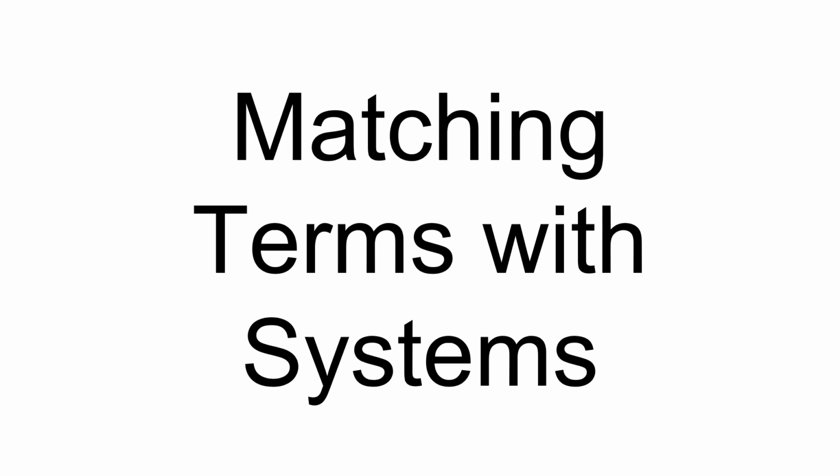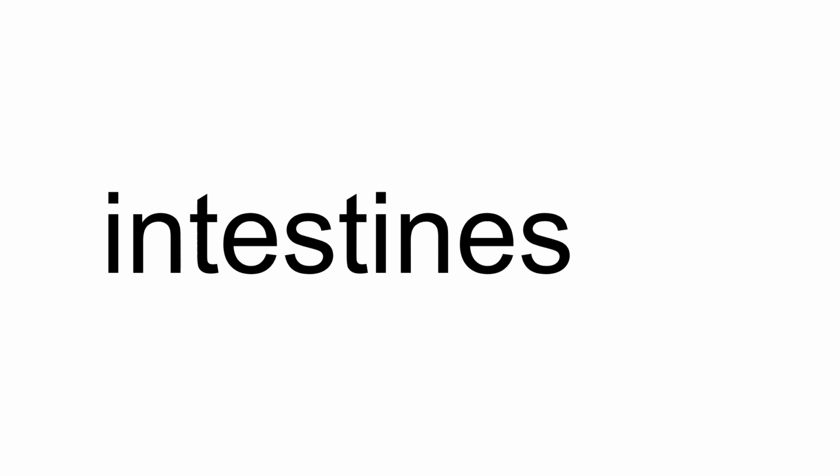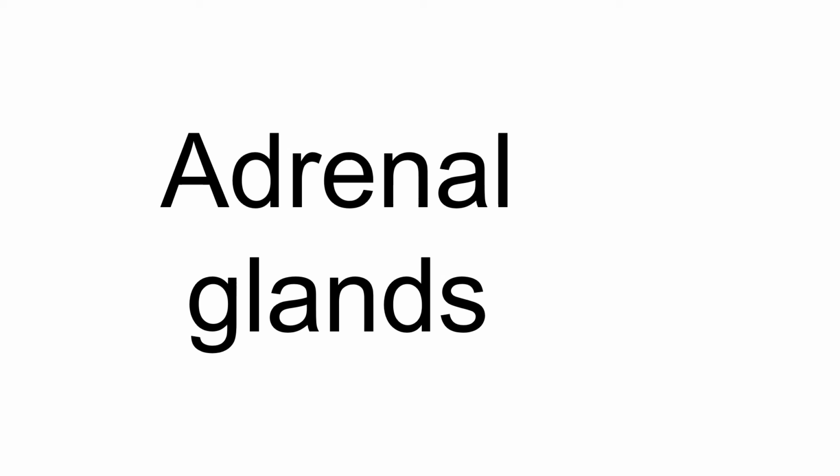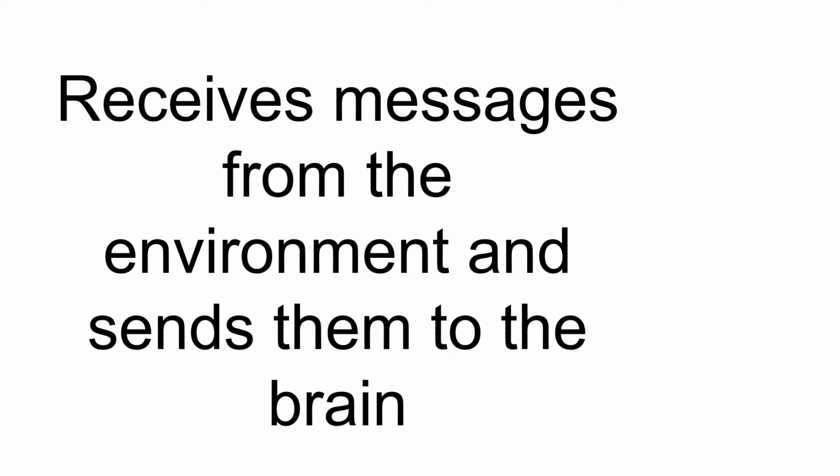And then here's just one for fun, matching terms with systems. Brain is the nervous system. The intestines go with the digestive system. Adrenal glands go with the endocrine system. And supports the body and helps move it would be the musculoskeletal system.